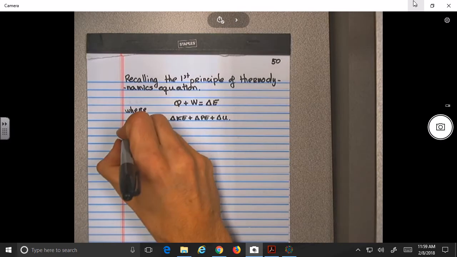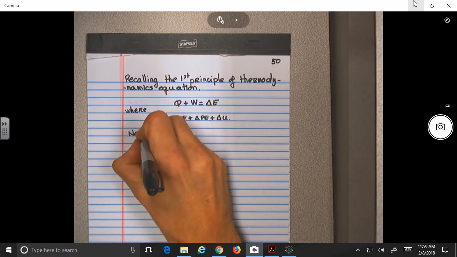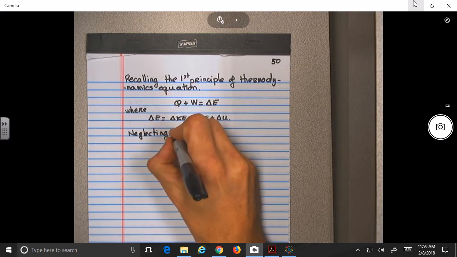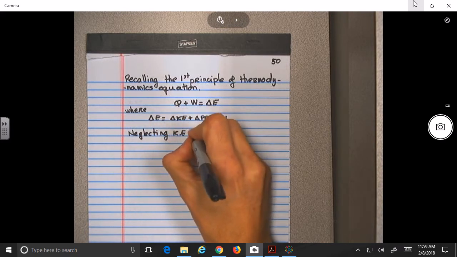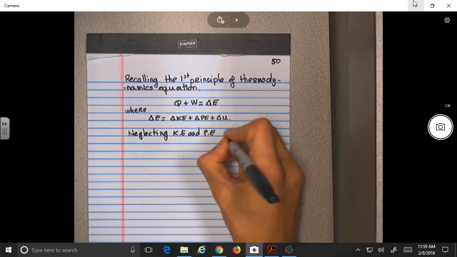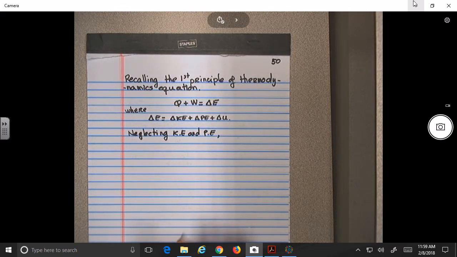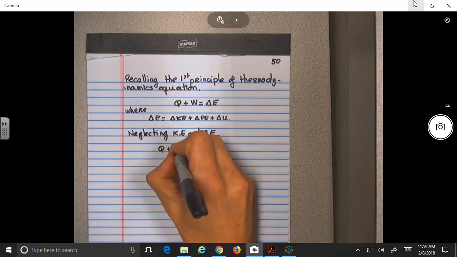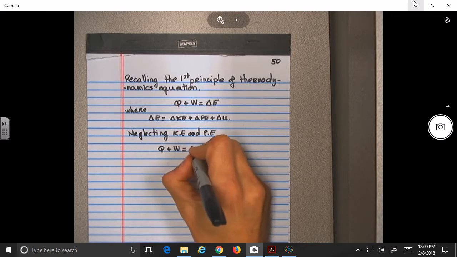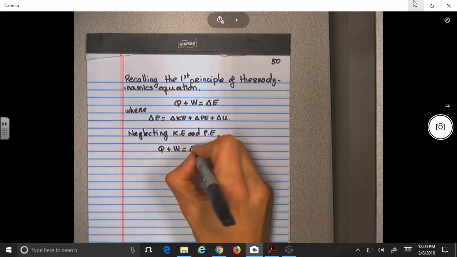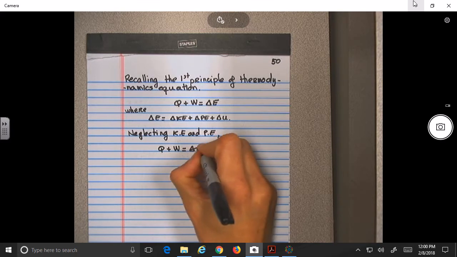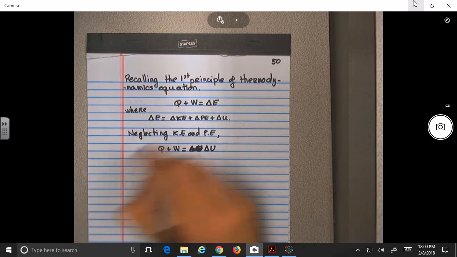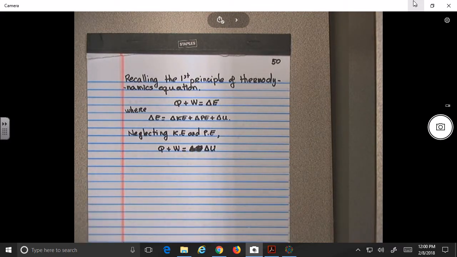Okay, so now we're going to say, neglecting kinetic energy and potential energy, what do we have? We have Q plus work equals the change in internal energy.